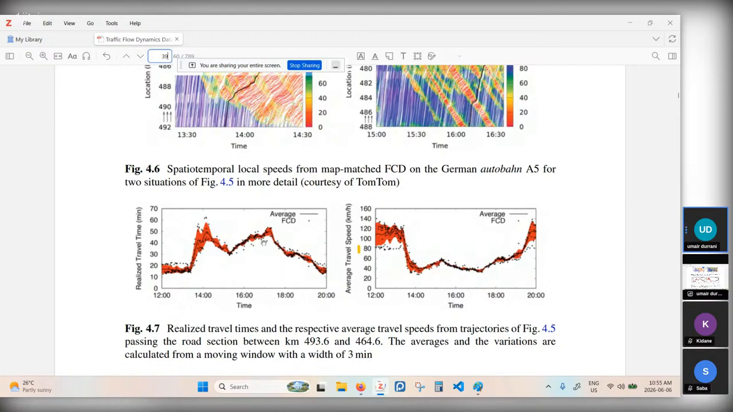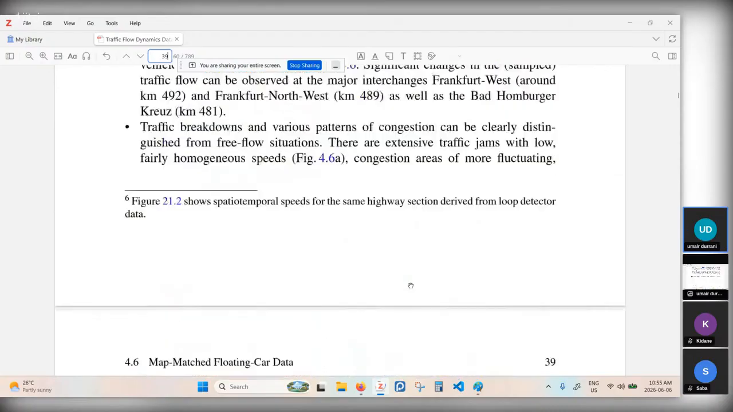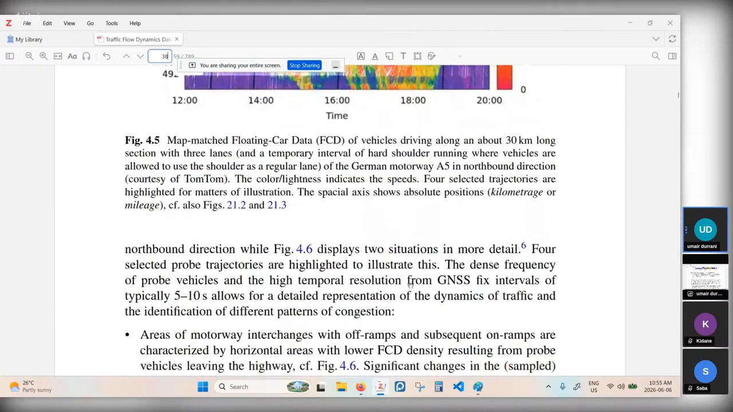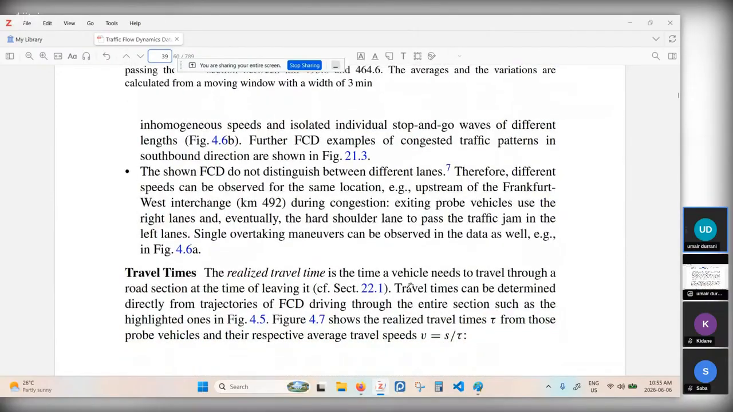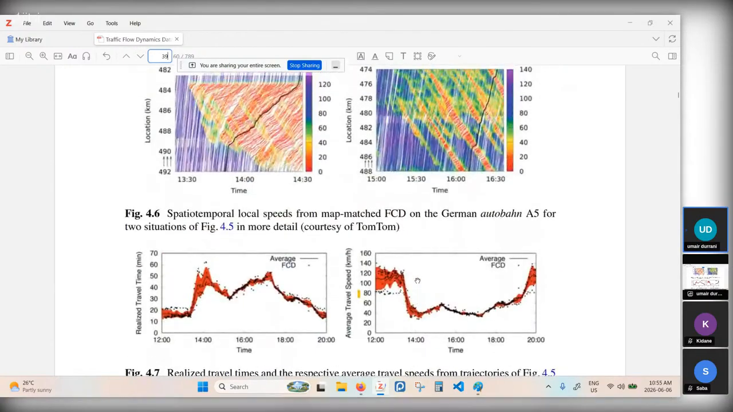Then, similarly, at about 5 p.m., we have another peak. So, this represents the peak hours. And then here, the second plot is the average travel speed, which we can also obtain from, let's see, right here. So once you have the travel time and we know the distances that the floating cars have covered, we can determine the average travel speeds. They're also plotted right here.